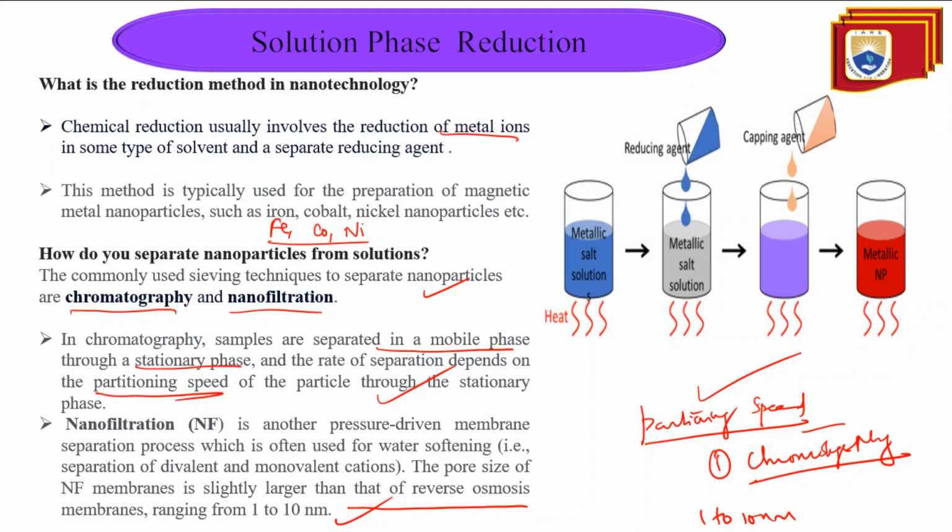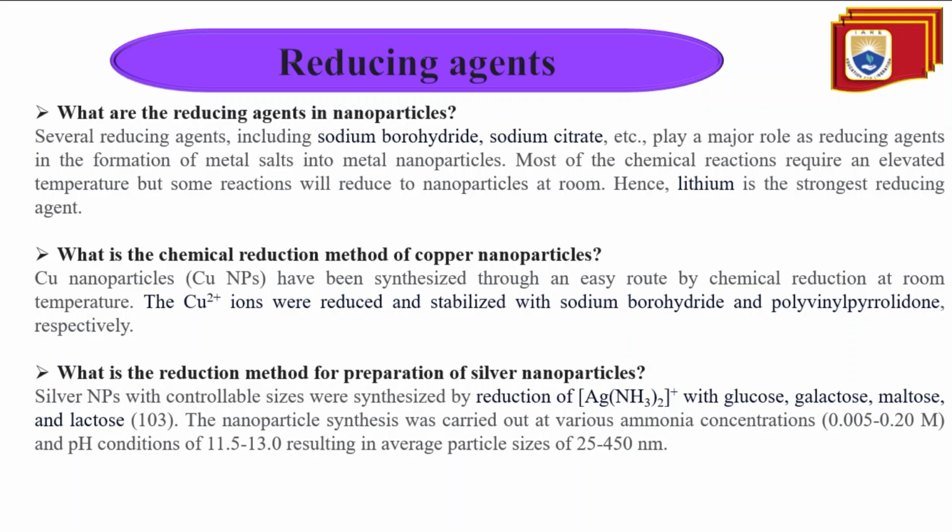So what is reduction? Since it is a solution phase reduction, what reducing agents are used in nanoparticles? Several reducing agents, including sodium borohydride and sodium citrate, play a major role. These reducing agents play an important role in the formation of metal nanoparticles from metal salts.